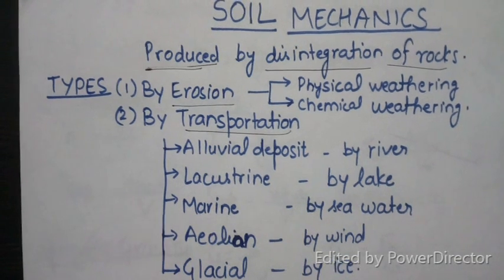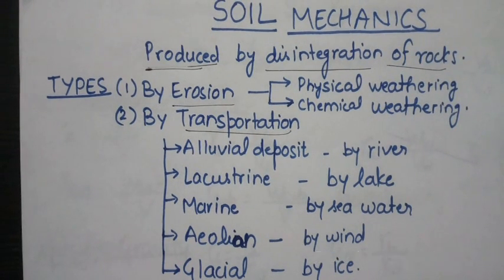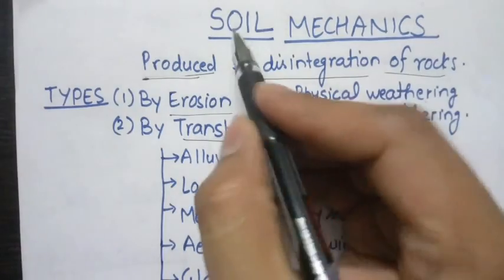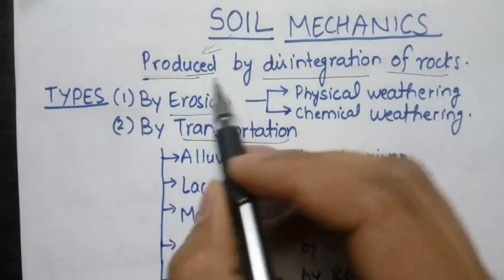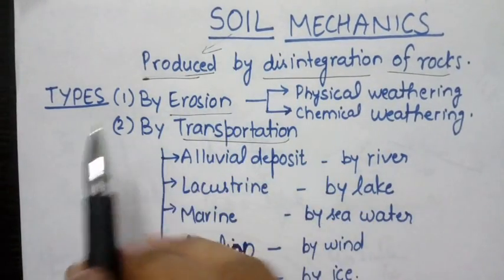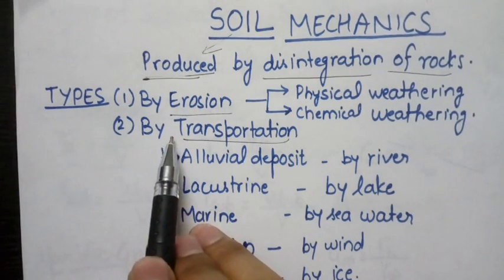Hello friends, in this video we are going to quickly revise the subject soil mechanics. Soil is produced by disintegration of rocks. There are two types of soil, which are by erosion and by transportation.